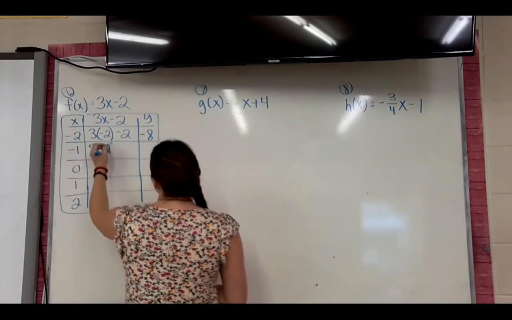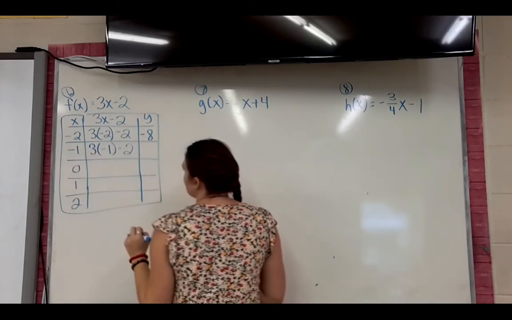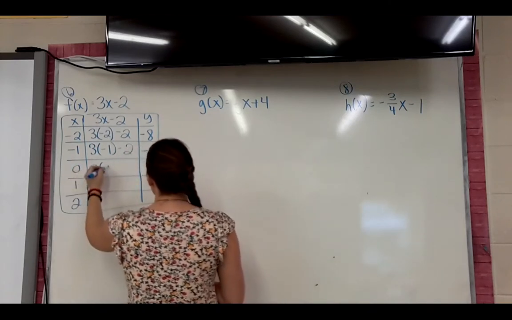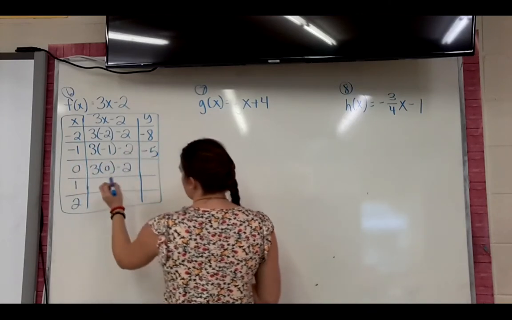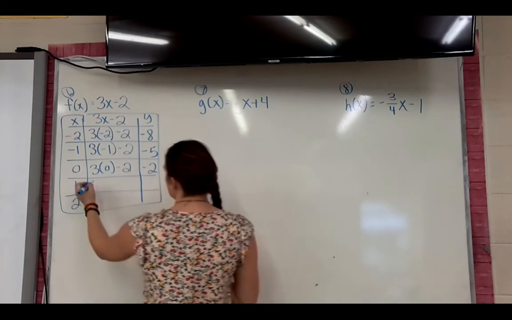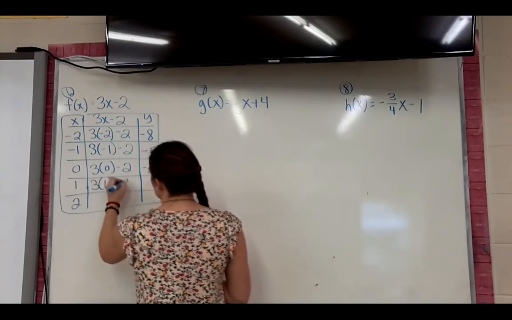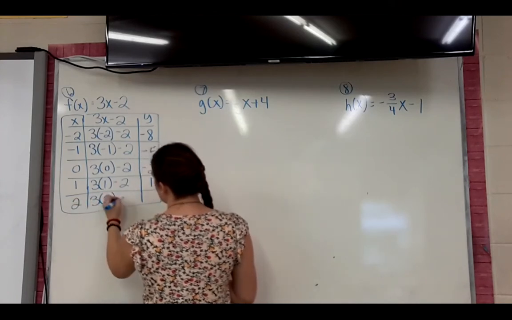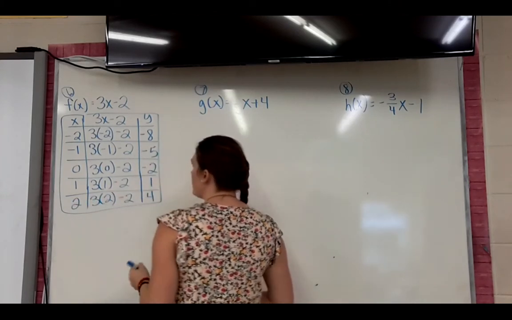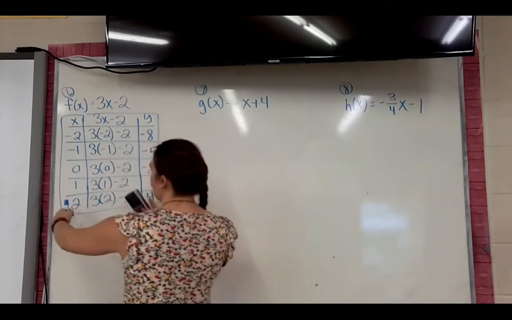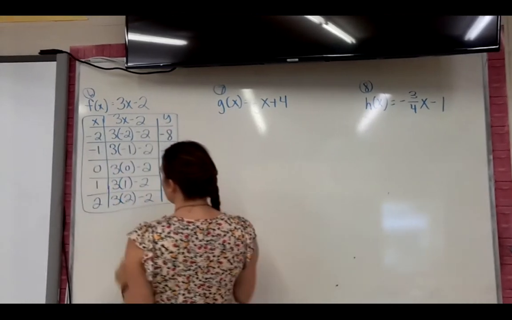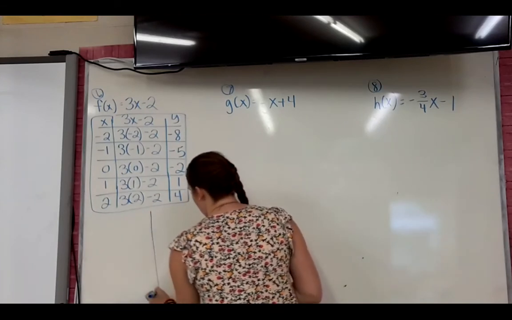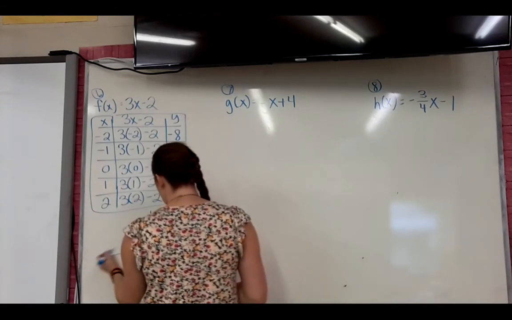Here, x is negative 1. So 3 times negative 1 is negative 3, minus 2 more is negative 5. 3 times 0 is just 0, minus 2 more is negative 2. 3 times 1 is 3, minus 2 is 1. And 3 times 2 is 6, minus 2 is 4. So those are your points, your x and y values. This is the point negative 2, negative 8, negative 1, negative 5. So we would go and graph those now.